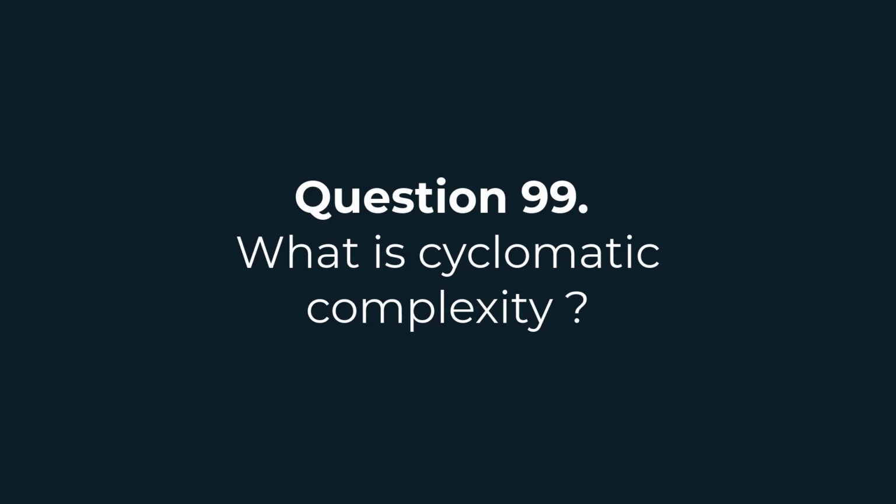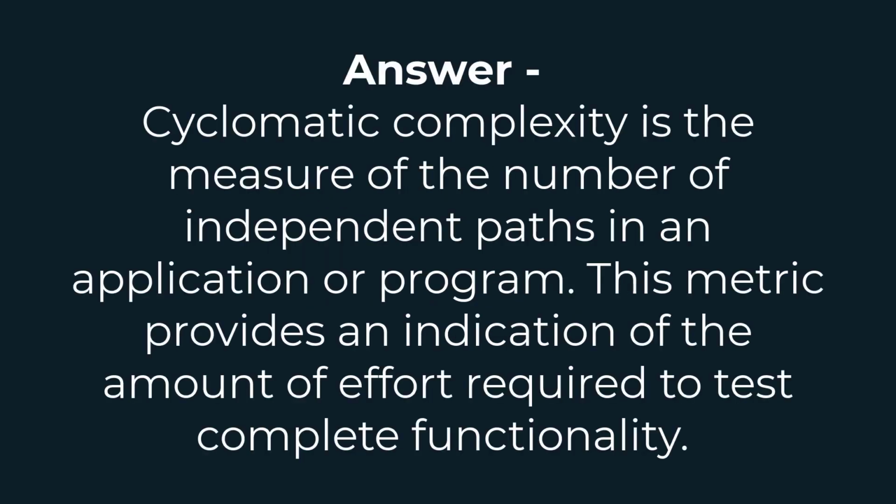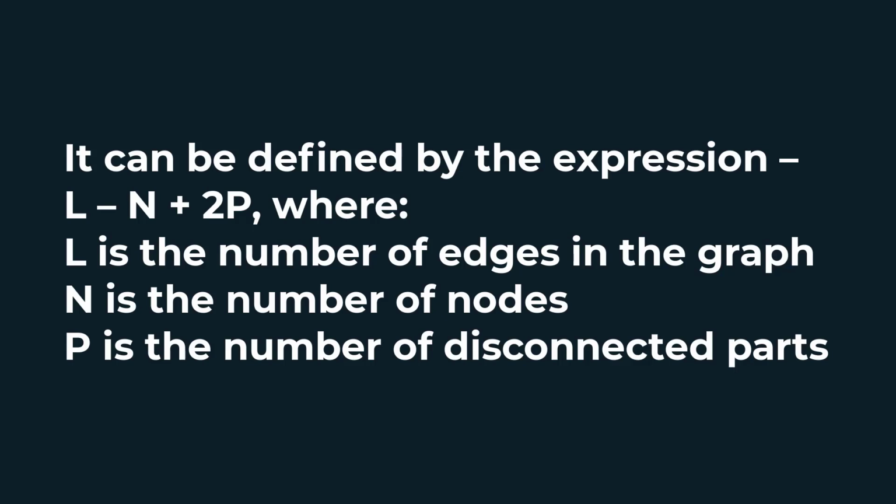Question 99. What is cyclomatic complexity? Answer. Cyclomatic complexity is the measure of the number of independent paths in an application or program. This metric provides an indication of the amount of effort required to test complete functionality. It can be defined by the expression L - n + 2p, where L is the number of edges in the graph, n is the number of nodes, p is the number of disconnected parts.